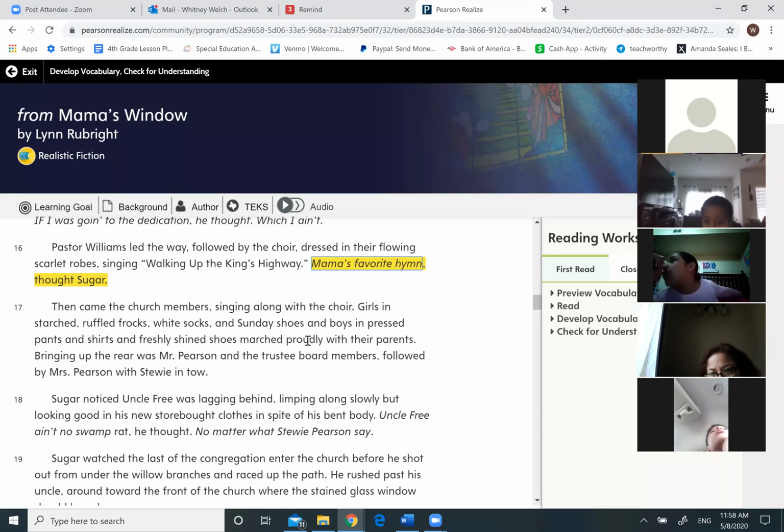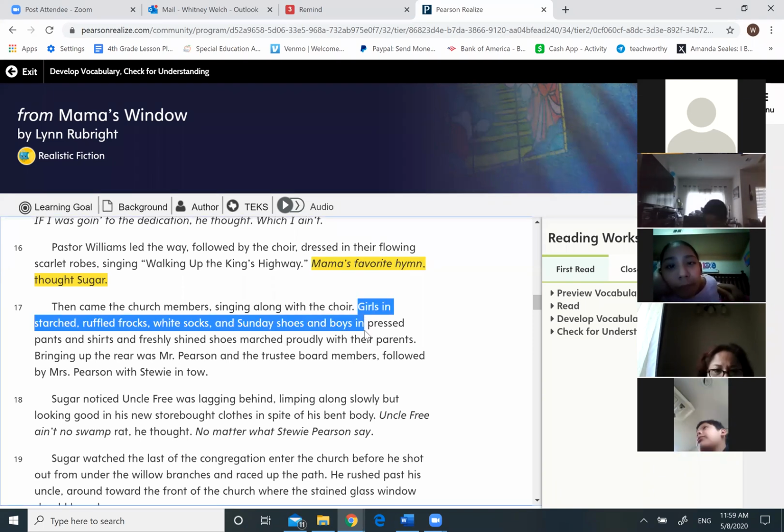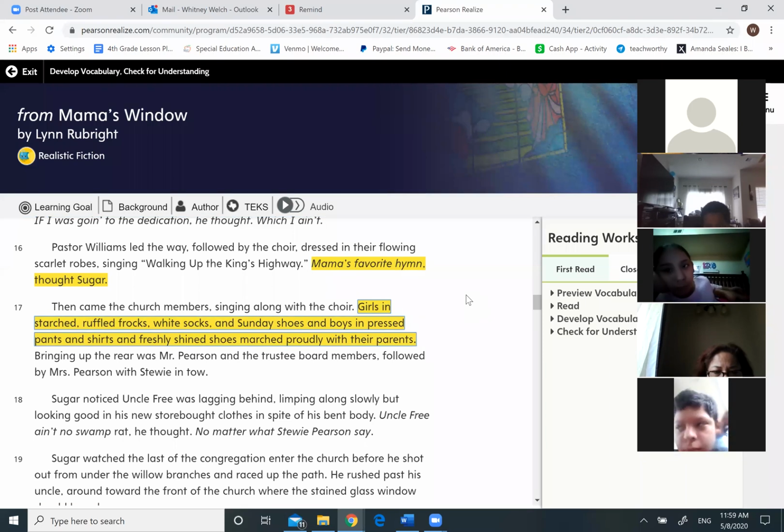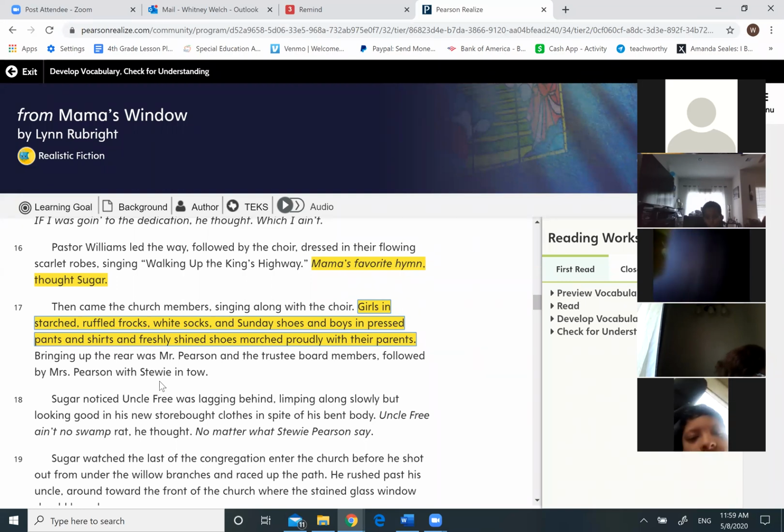It says, then came, so after the pastor walks into the church and after the choir walks into the church, then came the church members singing along with the choir. Then notice how they describe what the girls are wearing. They're using a lot of detail here. Girls in starched ruffled frocks with socks and Sunday shoes, and boys in pressed pants and shirts and freshly shined shoes march proudly with their parents. That's a lot of detail. They're telling us what they're wearing specifically and whom they're with. Then it says, bringing up the rear was Mr. Pearson and the trustee board members, followed by Mrs. Pearson with Stewie in tow. So we have new characters introduced to us, Mr. and Mrs. Pearson and Stewie, who I would think is probably their son. Okay.